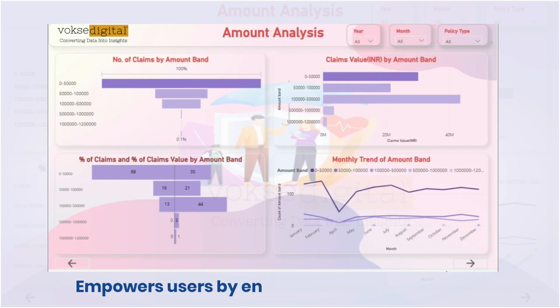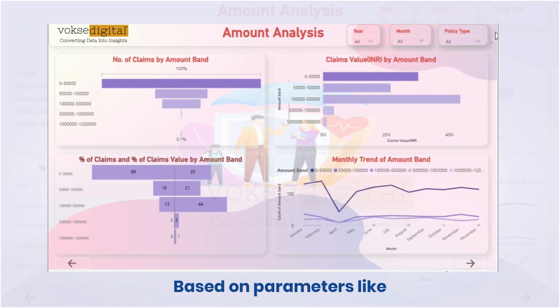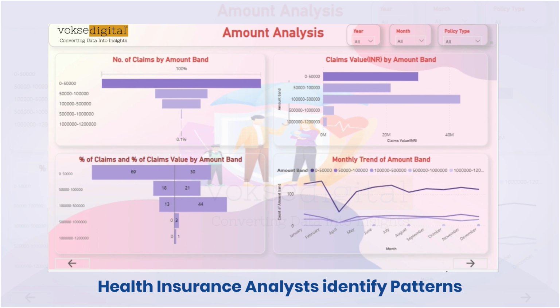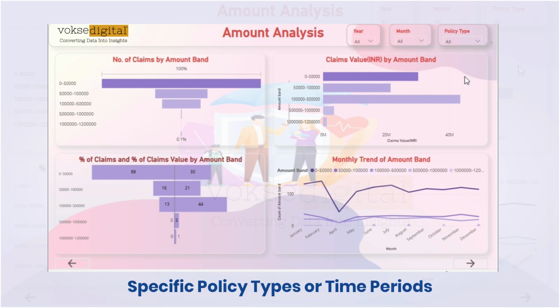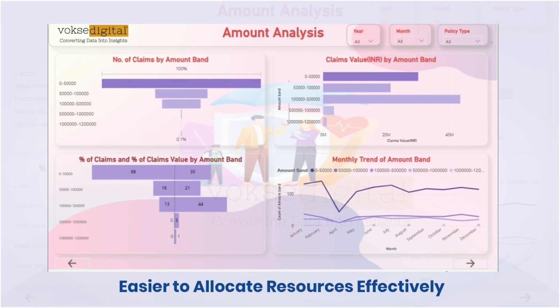The dashboard further empowers users by enabling interactive filtering based on parameters like policy type, claim year, and month. This helps health insurance analysts identify patterns, such as which claim value bands are most frequent under specific policy types or time periods, making it easier to allocate resources effectively.